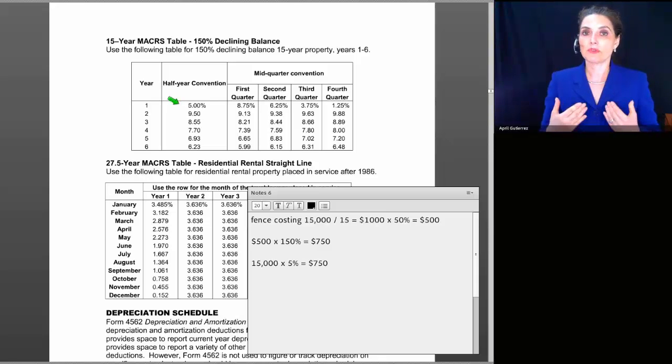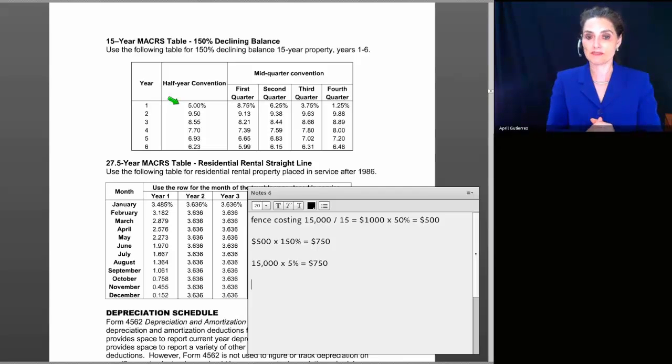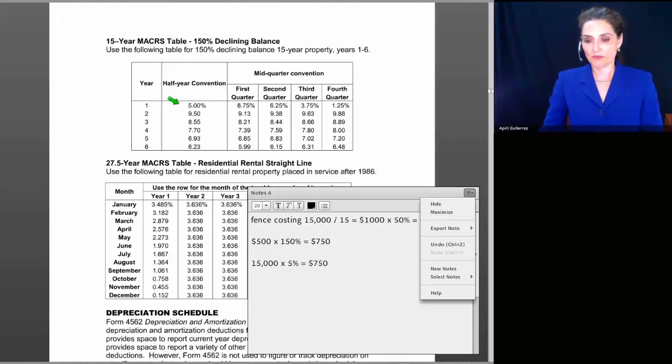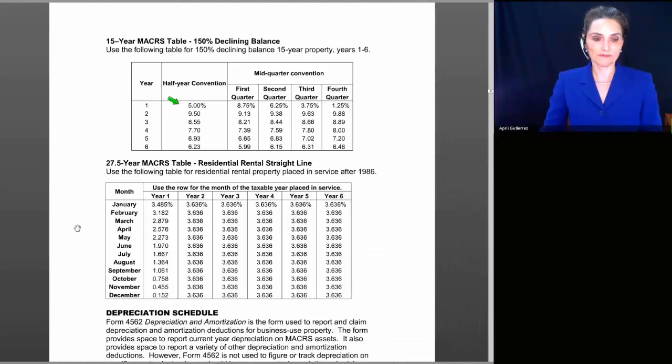Most of the time when we're dealing with MACRS assets placed in service by your typical small business, they're going to be applying double declining balance, 200% declining balance, unless you're working with a farmer. All farmers have to use 150% declining balance, even on assets that would normally be 200% declining balance property. But by the time you hit 15-year property, you're not eligible to use 200% declining balance anymore, and you have to use 150% declining balance. So that's how that particular formula works and differs from 200%.